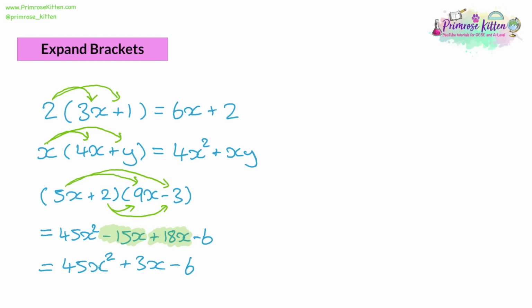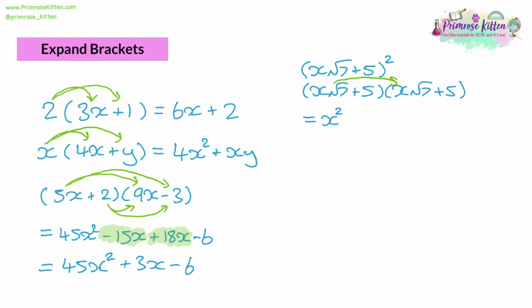Other things to look for, quadratics with surds involved. So we could have x lots of root 7 plus 5 all squared. Now the squared symbol means we're going to have this bracket twice, and then we can do our multiplication. So x root 7 times x root 7. So what's going to happen there is we're going to have the x times x, which is x squared, and then the root 7 times root 7. Now, if you multiply a root by itself, it's going to cancel out the root symbol because you're squaring it. So that'll be 7. So it'll be 7x squared.